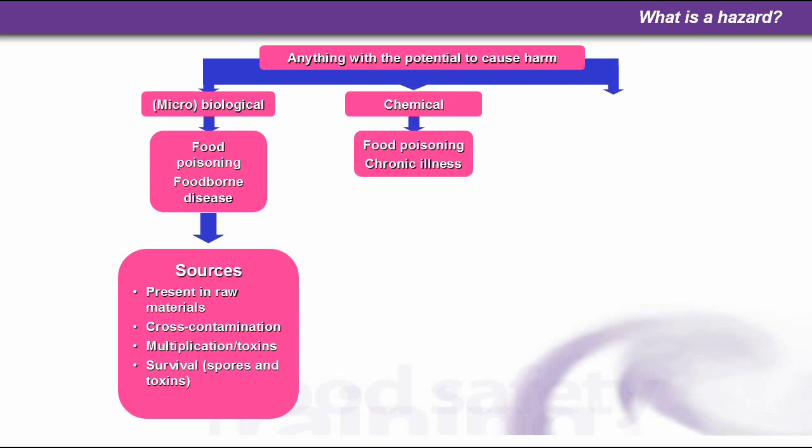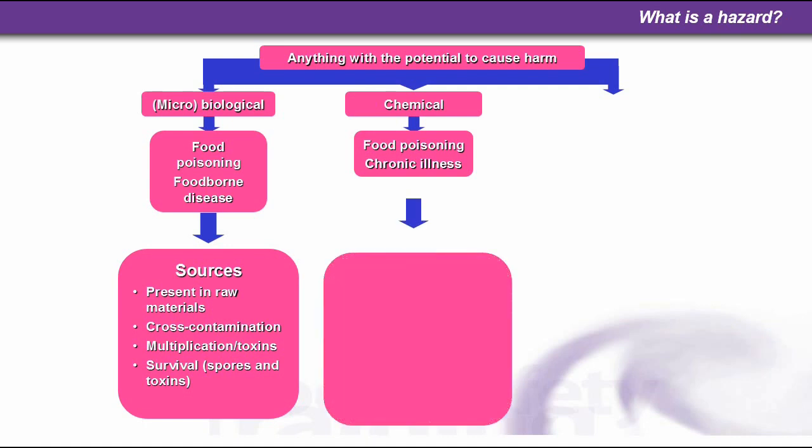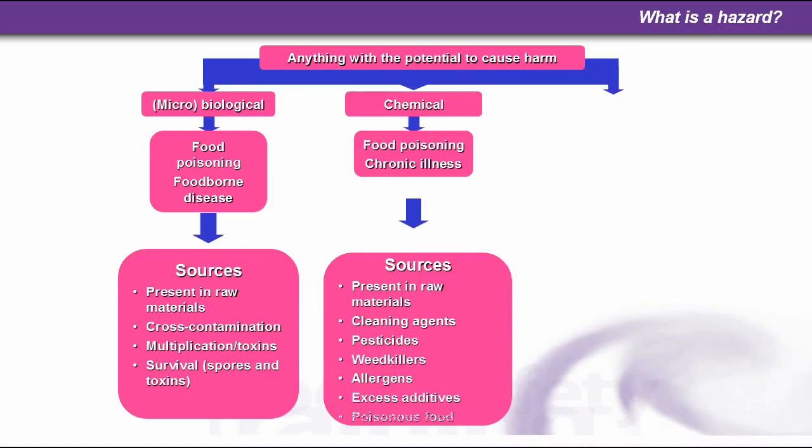Chemical, we look at the cause in things like food poisoning and chronic illnesses, where there's a buildup of chemicals in the tissue, human tissue. Sources, again, could be present in raw materials, cleaning agents, pesticides, weed killers, allergens, excess additives, poisonous food.